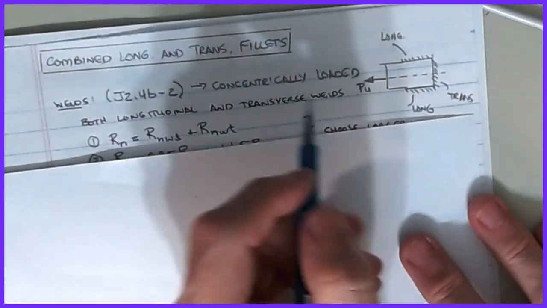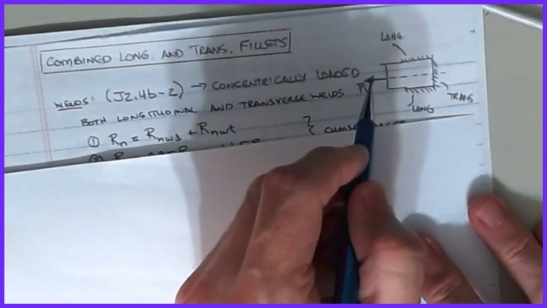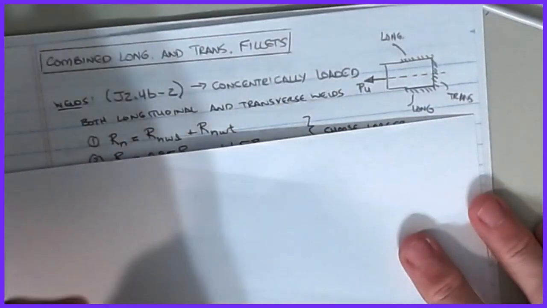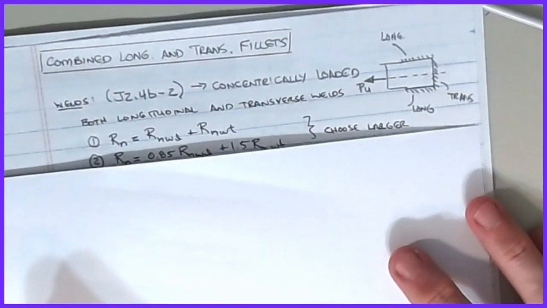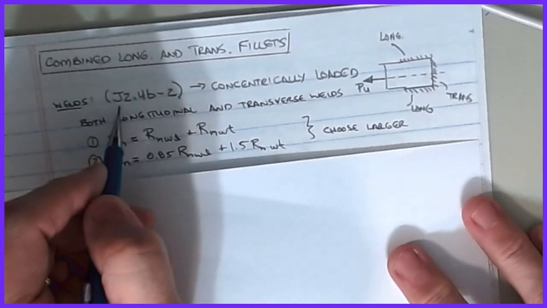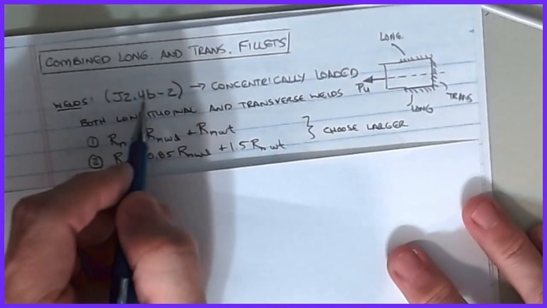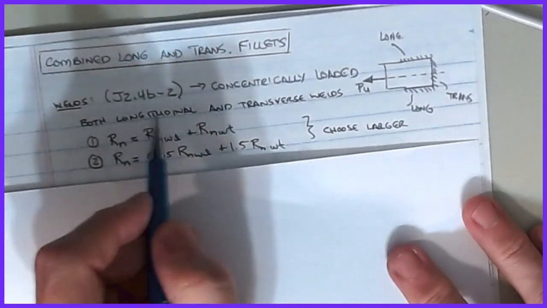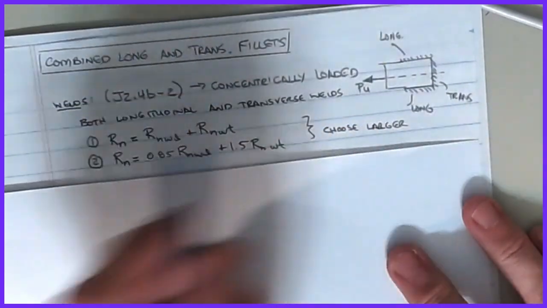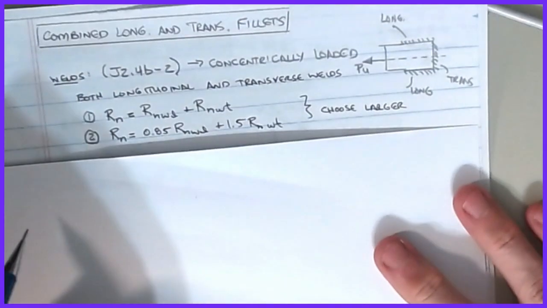And so the thing that we have to remember is that this is for a concentrically loaded case, which means that this length and this length have to be the same. So that's concentrically loaded for what we're trying to do. And so when that happens, then there's a special provision in the specification. In this case, it's J2.4B, item number 2. I know it's way down in there, but it's there. And there are two formulas that say that when I have a concentrically loaded case on the longitudinal and the transverse, then we can compute the capacity as follows.